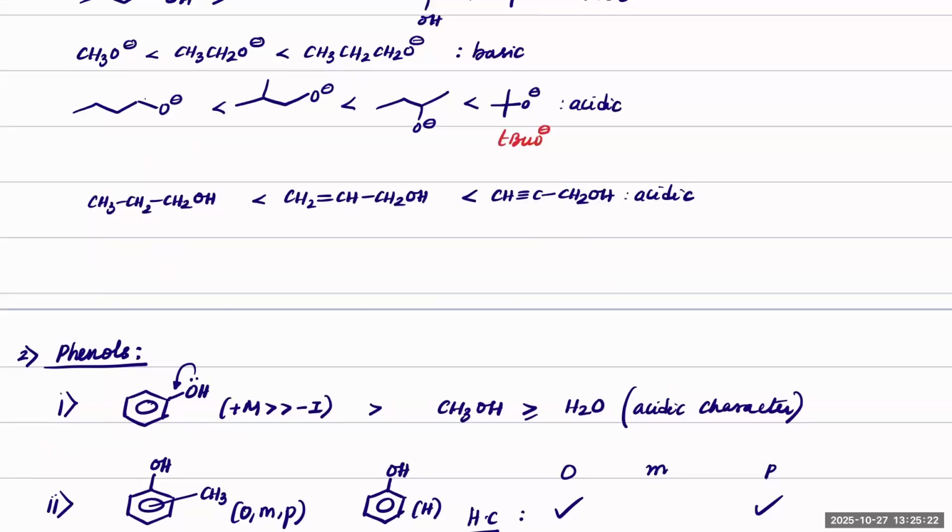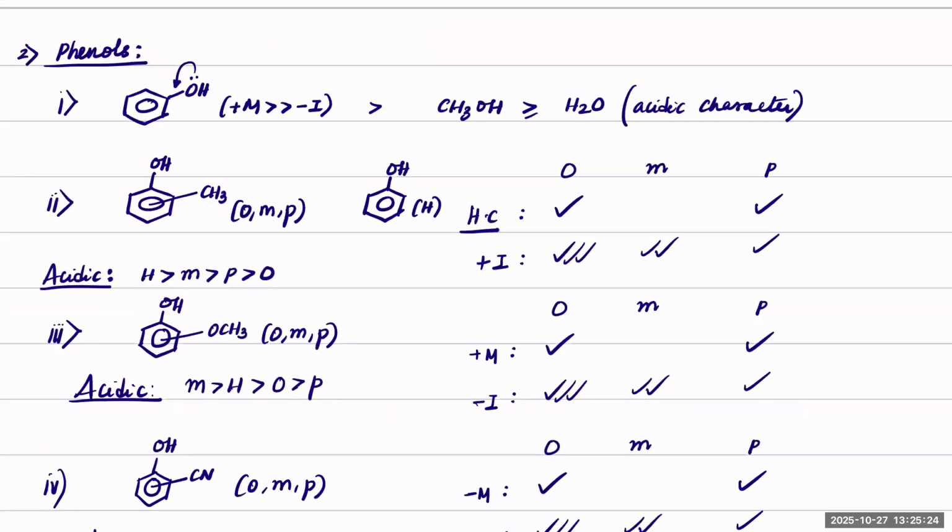And next, phenols. Check out in case of phenols. See, phenol, methanol, and water, if you compare, methanol and water is a special case, right? Methanol is slightly greater than water. But in phenol, you know that removing H plus ion, you will get O minus, and O minus is resonance stabilized. And that's the reason phenoxide is going to be more acidic.